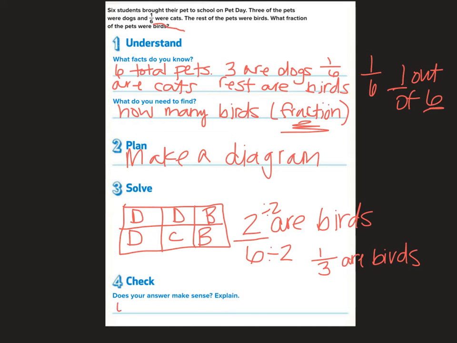Does your answer make sense? Yes, because 3 plus 2 plus 1 equals 6 pets. Yes, it does. Okay. Let's go to the next question.